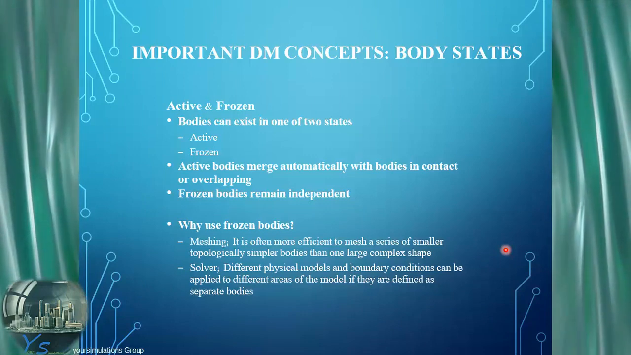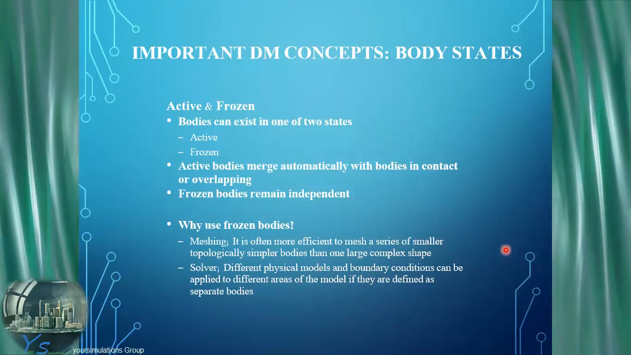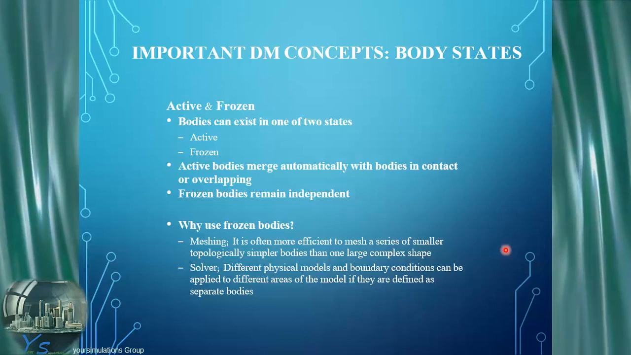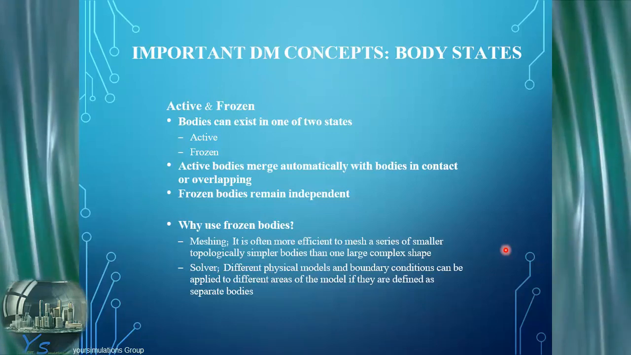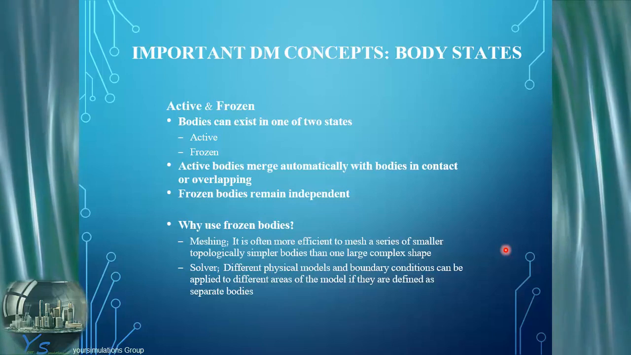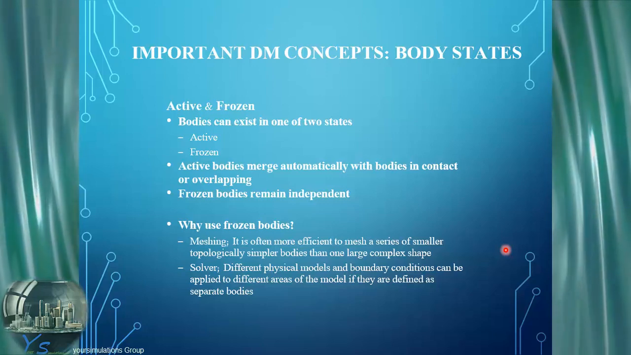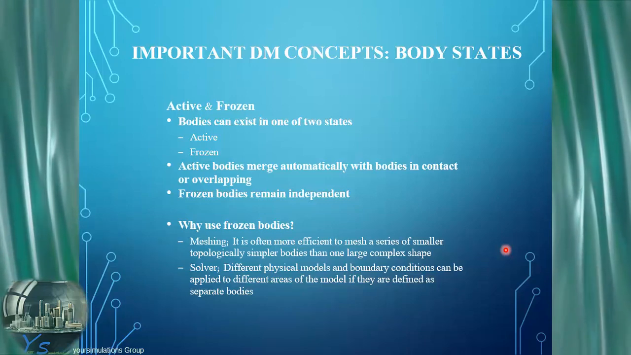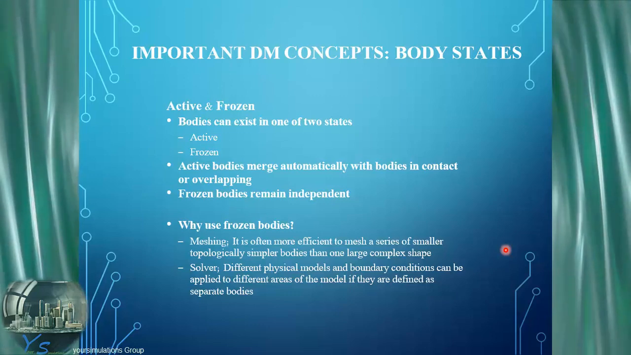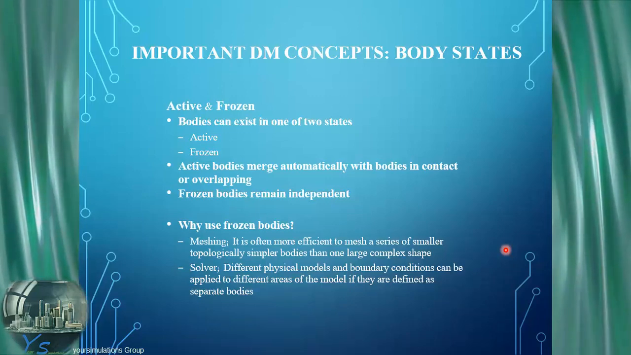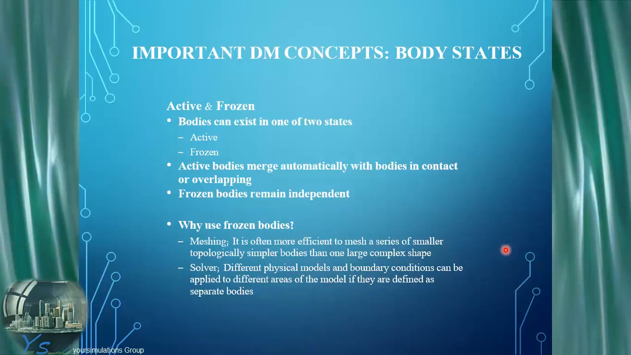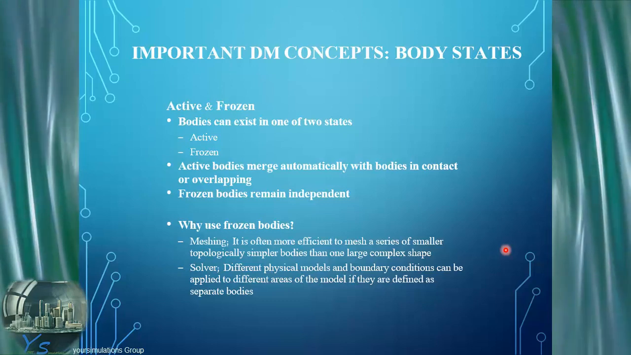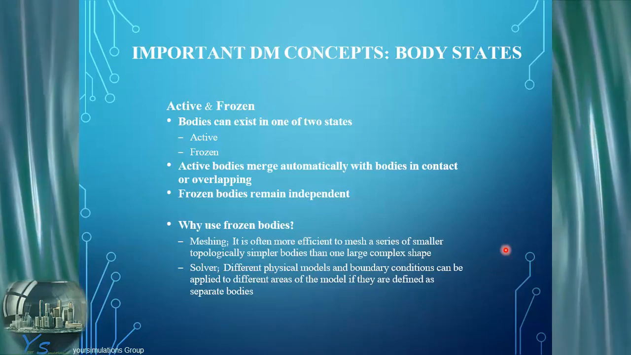So if we have two bodies which are sat next to each other, they don't share any topology in any way or any entities, but if we then enable both to be active, it allows these bodies to be merged together. If one or both are frozen, it prevents them being merged together into the same part, and both of the bodies remain independent. And this is important from a couple of key perspectives.